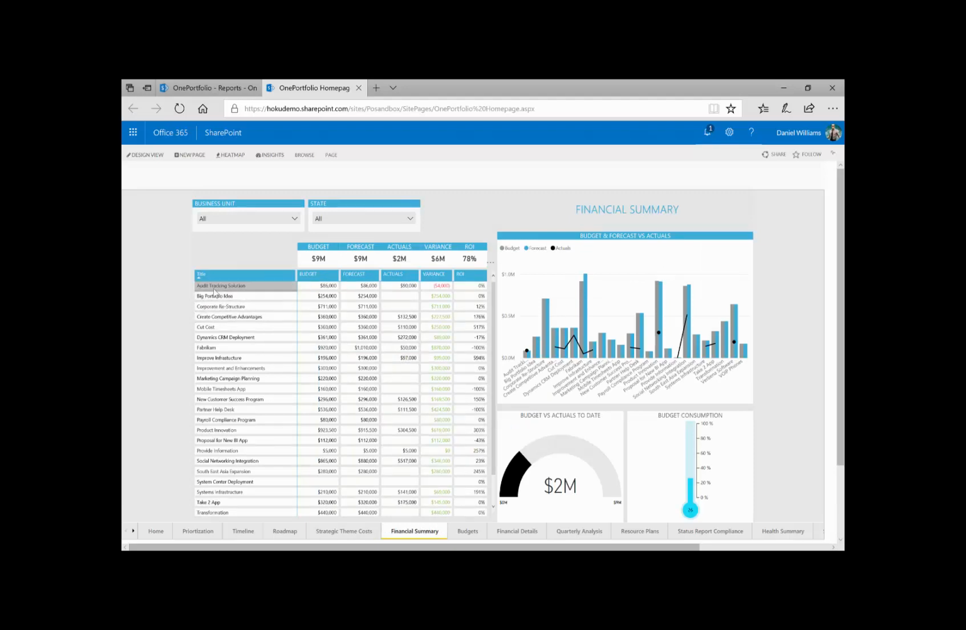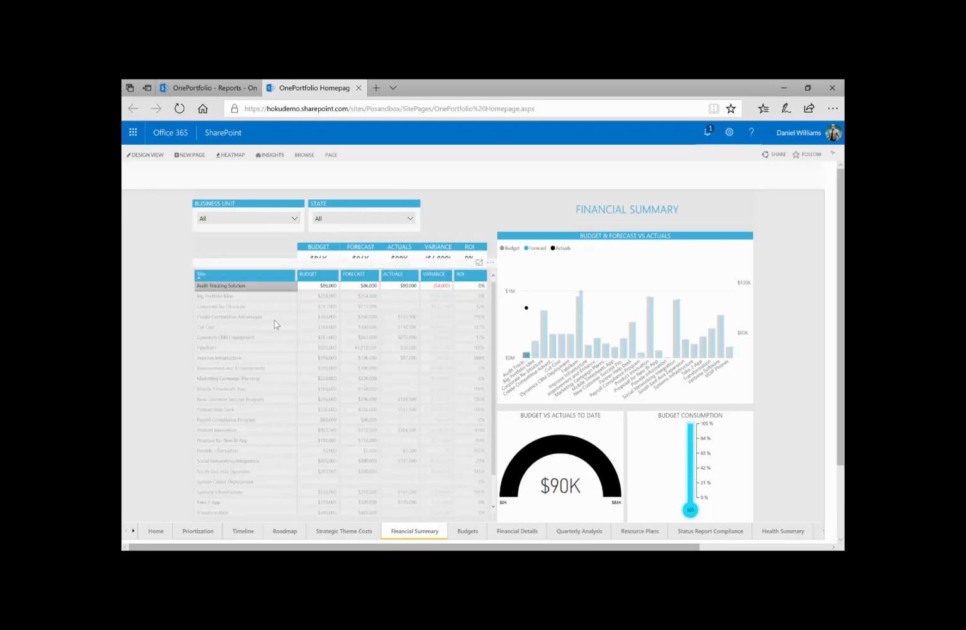From a financial perspective, we can also go in and look at this in another perspective. We can look at each of the different portfolio items, look at our budget, forecast, actuals, and what those variances are across those. We can use these filters to look at this by business unit or by what state these different portfolio items are. Or I can just click on one and focus on the metrics around this particular portfolio item and look at our budget versus actual, how much of the budget we've consumed, and the key metrics we have around that.